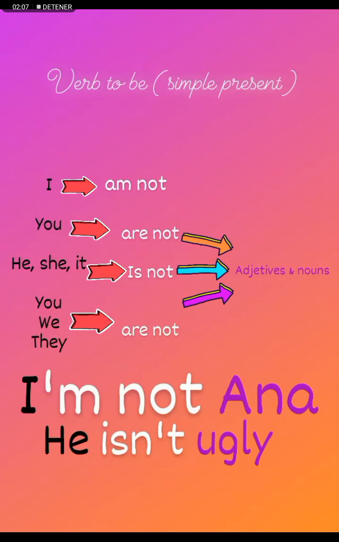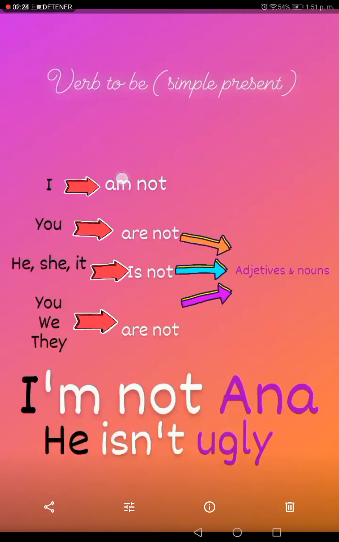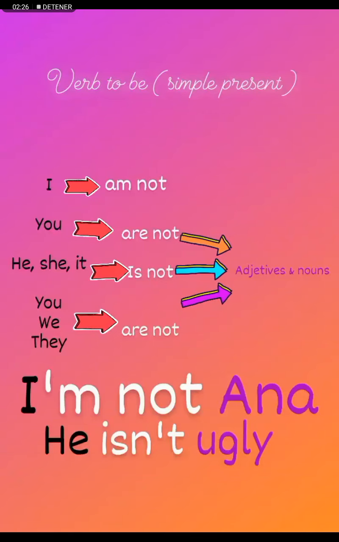Also, something important is that in English they use a lot the reduced form or contractions when they speak. For example, are not is going to be aren't. Is not is going to be isn't. But it's not possible to make contraction with am not. This is always am not separated. You cannot put it together.